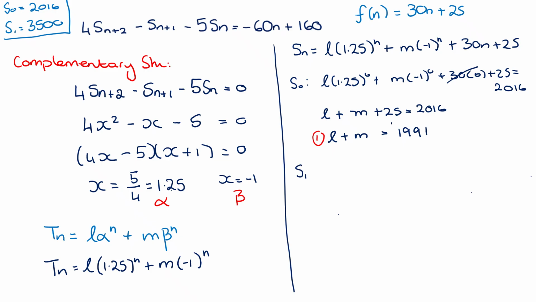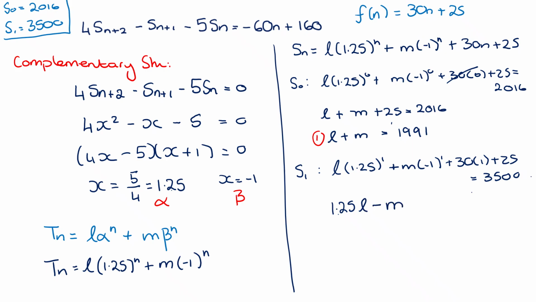We then have S1. S1 is L 1.25 to the power of 1 plus M minus 1 to the power of 1 plus 30 times 1 plus 25, and that's going to equal 3,500. So that gives us 1.25 L minus M plus 55. So let's go straight to this. So 3,445. So we have 3,500 minus 55, and that's equation 2.